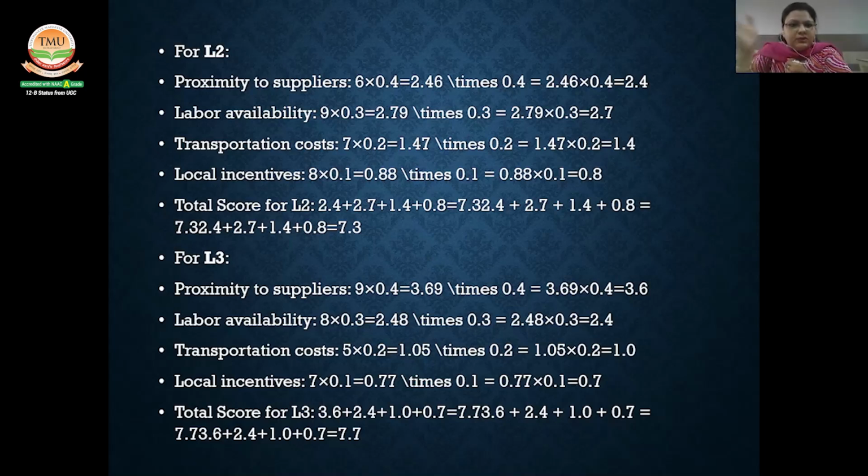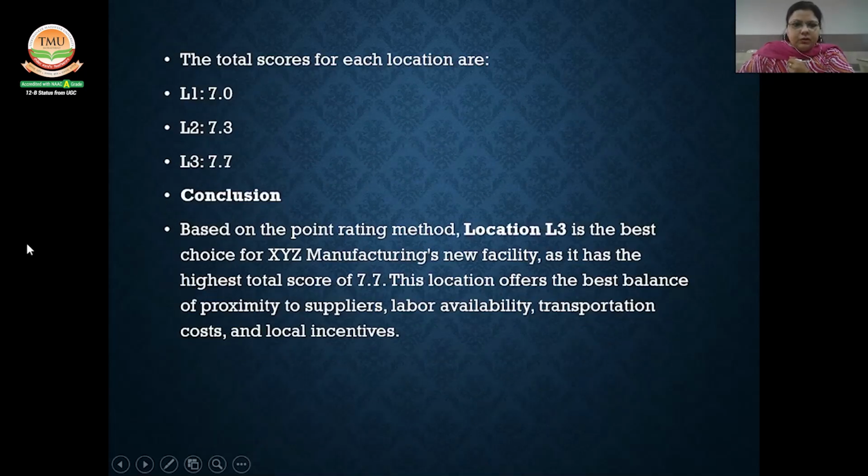Proximity to supplier, labor supply. So please find out the answers. Now add the overall rating which we have calculated through the previous method. After the calculation, what we found is, for location 2, the overall score is 7.3. For location 3, the overall score is 7.7. The total scores for each location are: location 1 is 7, location 2 is 7.3 and location 3 is 7.7.